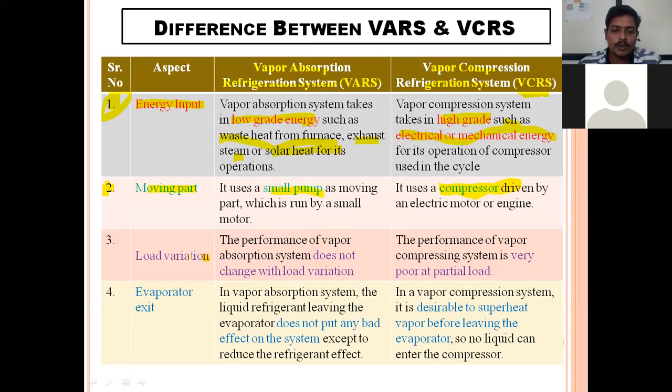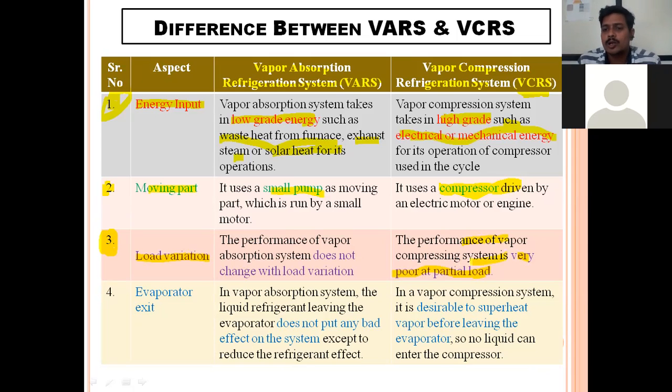Then the third point corresponds to the load variation. So here, in case of vapor compression refrigeration system, suppose inside the evaporator we are not keeping any type of load. That means for poor load condition or partial load condition, the performance of vapor compression refrigeration system is very poor.